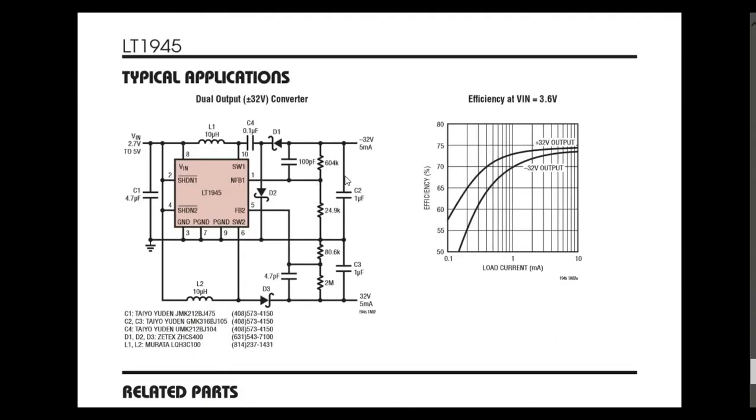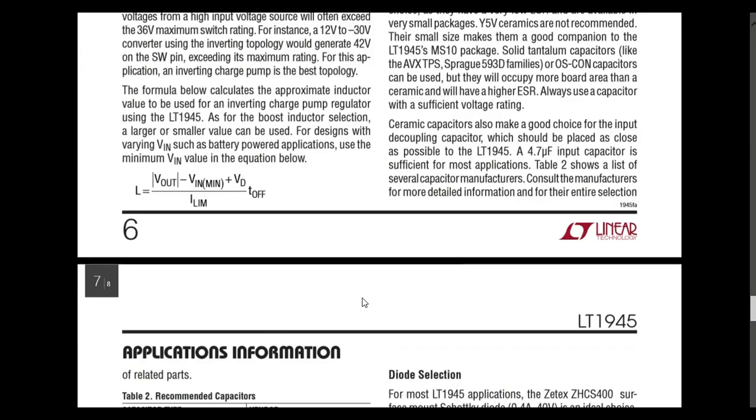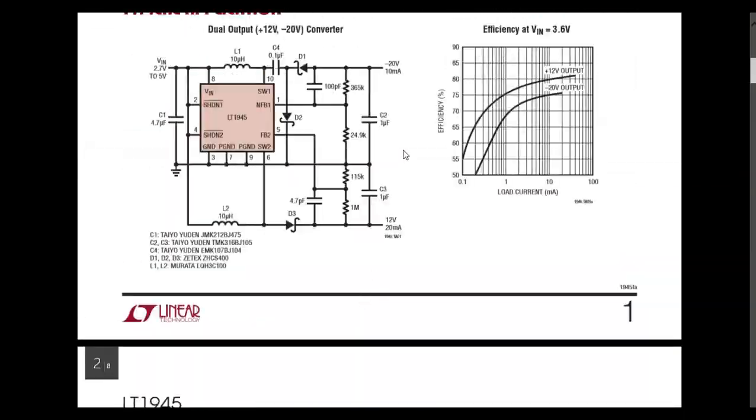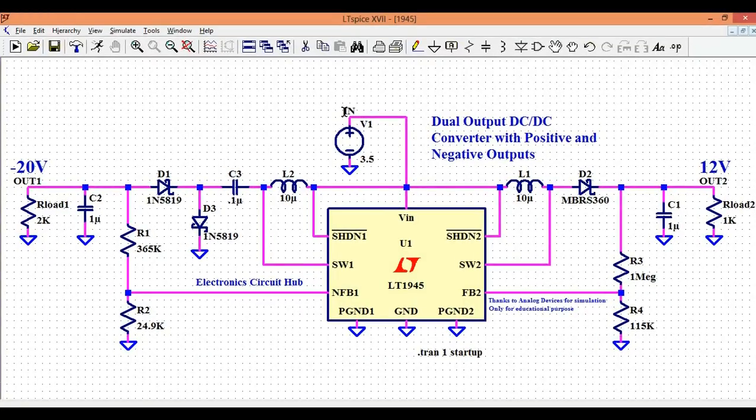Then they have also given the application circuit for a 32 volt output, 5 milliampere, 32 volt positive and 32 volt negative. But I want to generate the output of minus 20 volt and plus 12 volt, the first circuitry. Now let us quickly look at the circuit, and then I'll run the simulation.